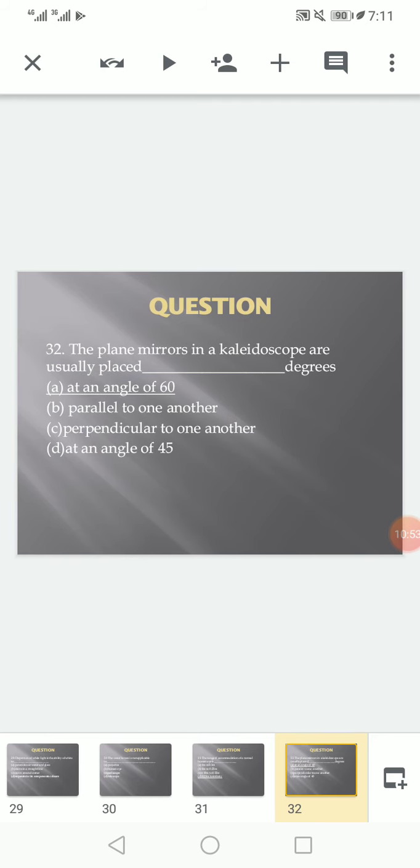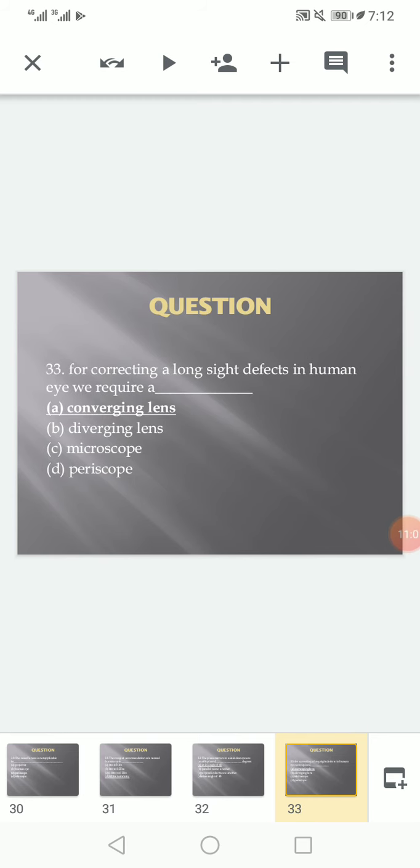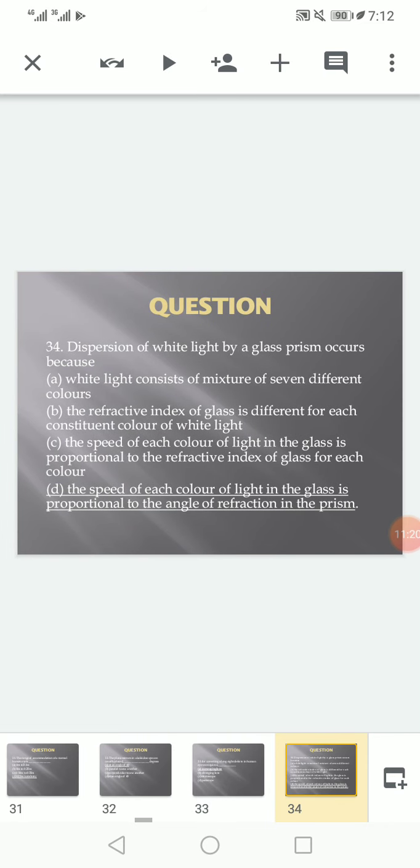32. The plane mirror in a kaleidoscope are usually placed at what angle? A plane mirror in a kaleidoscope are usually placed at angle 60 degrees. For correcting a long sight defect in human, we require what? So for correction of long sight defect, it involves the use of a converging lens.